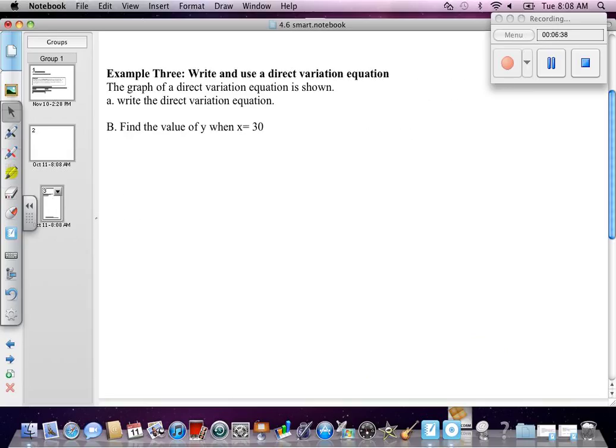Okay, we're looking at example 3. The graph of a direct variation equation is shown. We're going to write the direct variation, and then we're going to find the value of y when x equals 30. So you guys have this pretty graph on here. The first thing we're going to do is put it in y equals mx plus b form.